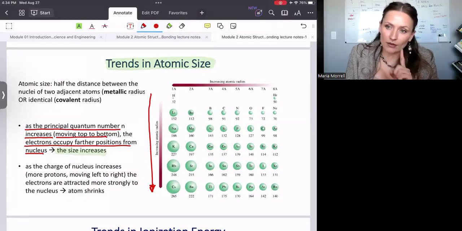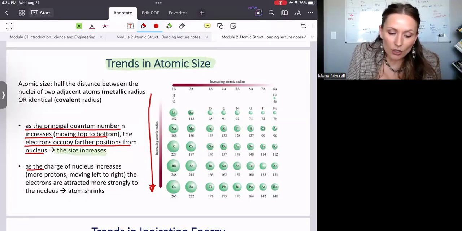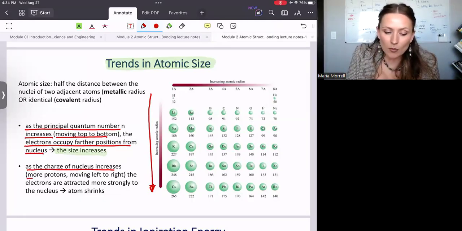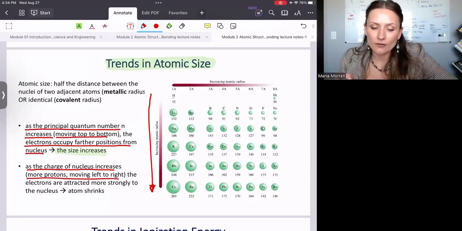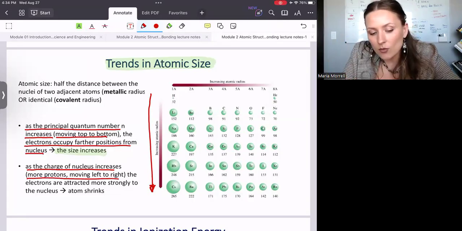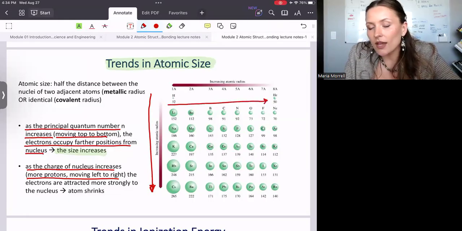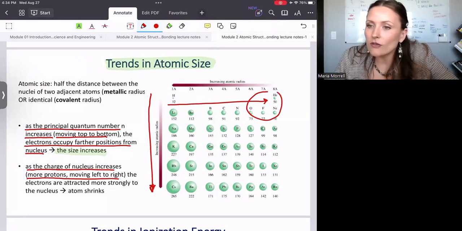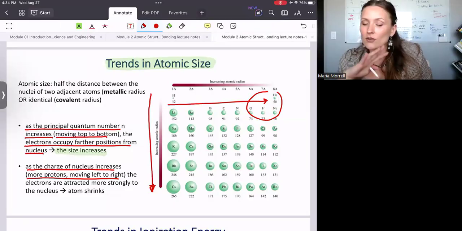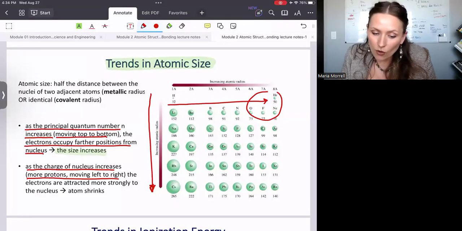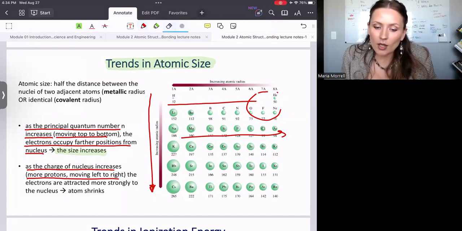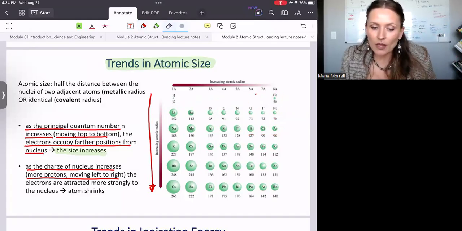Now, as the charge of the nucleus increases, and this is really important, now I'm adding more protons and moving left to right. So I am moving from this to here. And right away you can see that these atoms look very, very small. They look a lot smaller than the ones on the right in every row, smaller than the ones on the left, right? Why? You can explain it already now, okay?